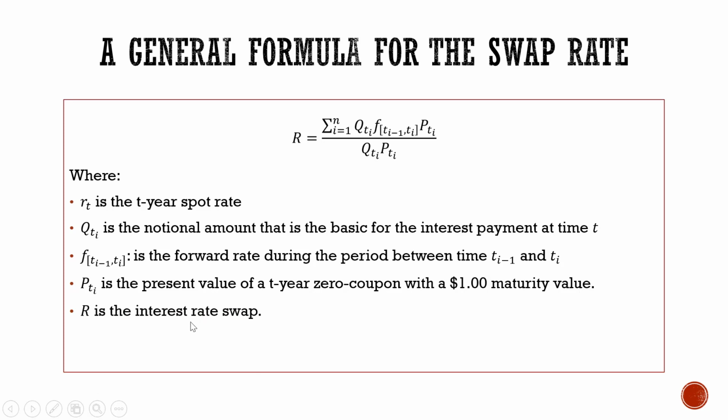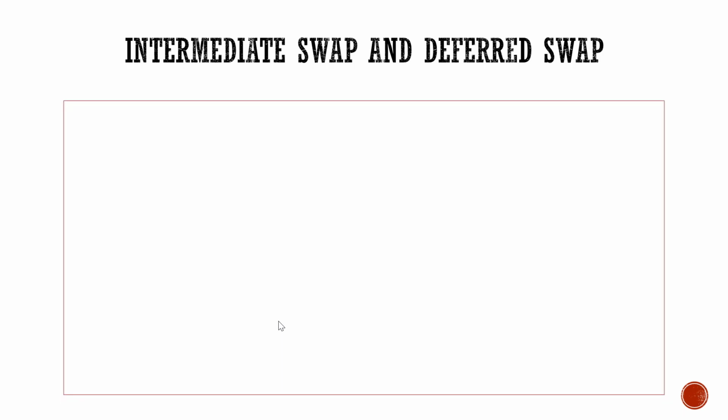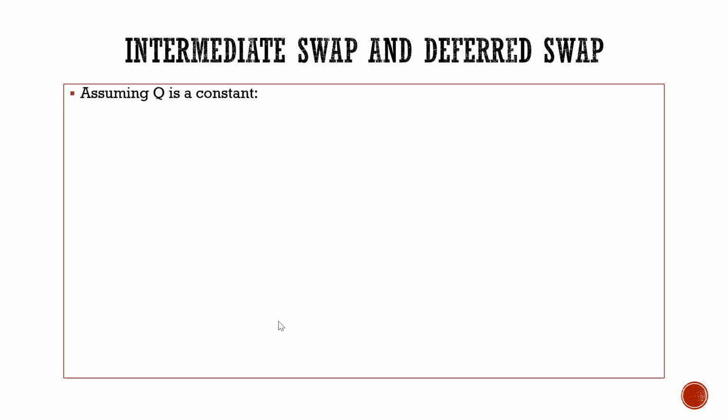R is the interest rate swap. We have two types of interest rate swap when Q is a constant. When Q is constant, we can have either an immediate swap or a deferred swap. Assuming that Q is a constant, the immediate swap is R equals 1 minus PTN over the summation of PTI.